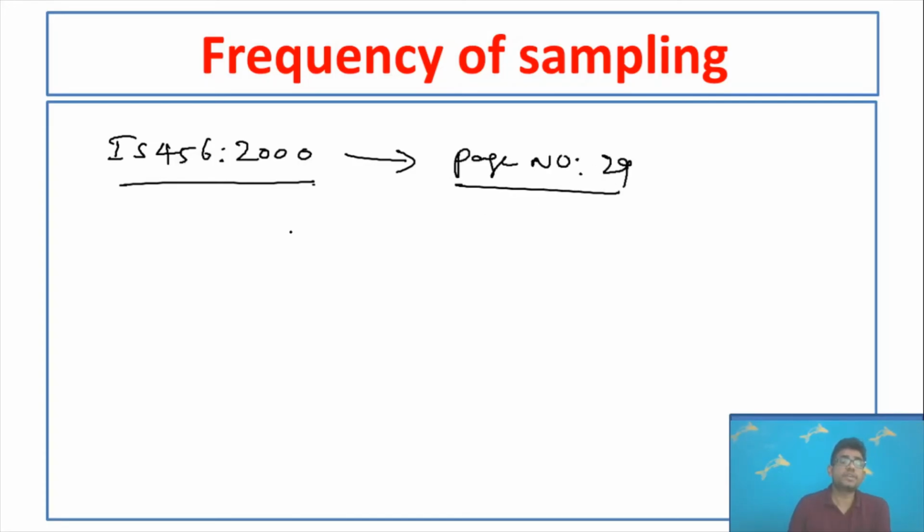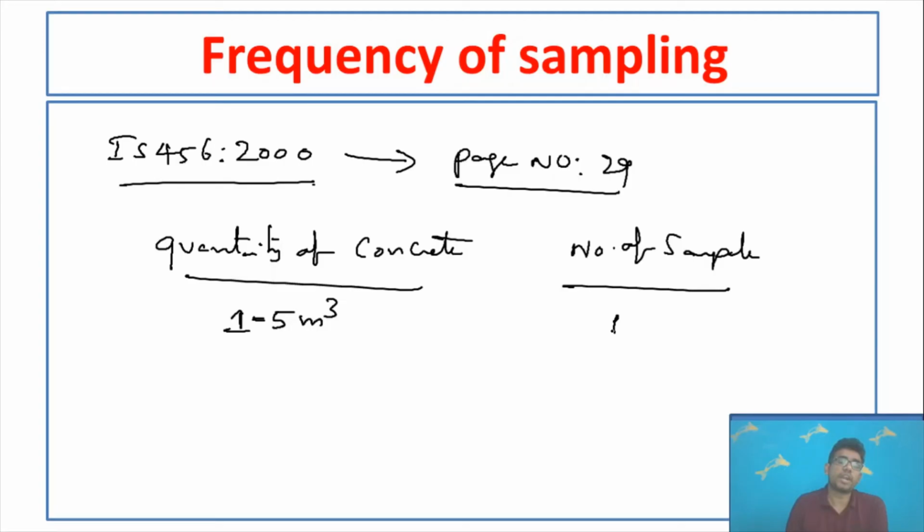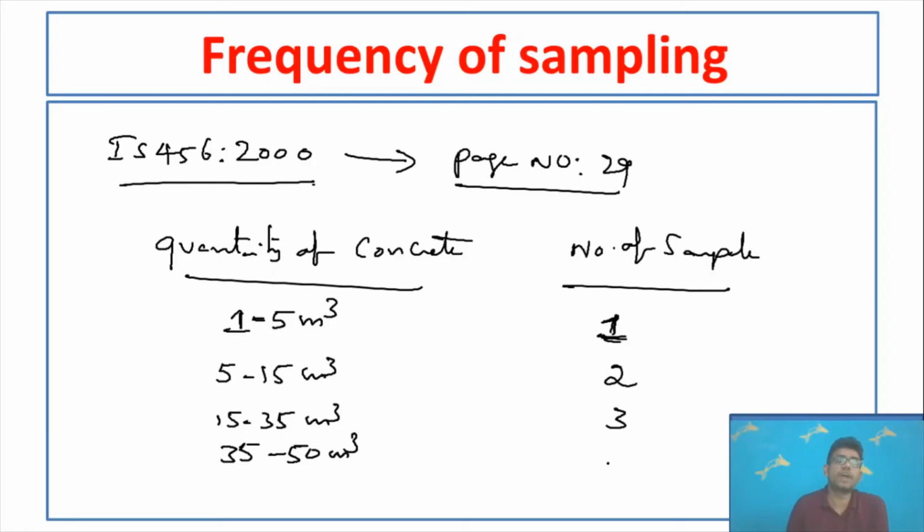As per this table, if you are working with 1 to 5 meter cube of concrete, the minimum number of samples to take is 1. For 5 to 15 meter cube, minimum 2 samples. For 15 to 35 meter cube, minimum 3 samples. For 35 to 50 meter cube, minimum 4 samples. Sorry, it is 6 to 15 here, 16 to 35 and 36 to 50.